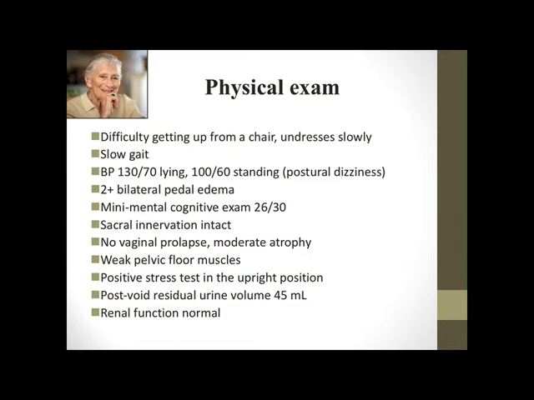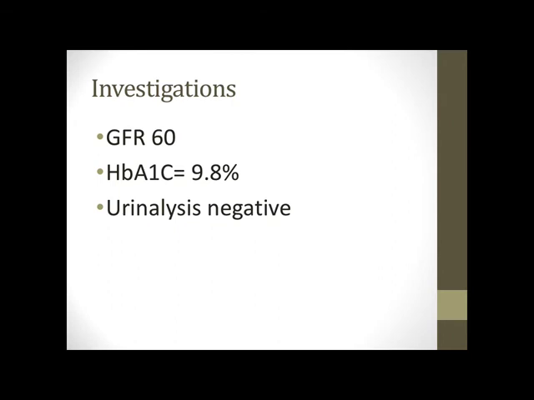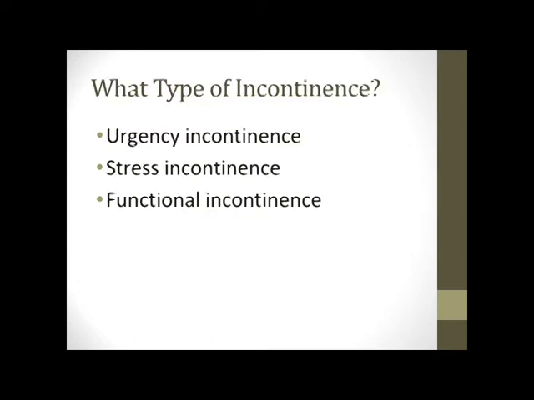She has a positive stress test in the upright position. You do a PVR, it's 45 mils, and her renal function is normal. Other investigations, so her GFR is 60, her hemoglobin A1C is 9.8, and you do a urinalysis that's negative.